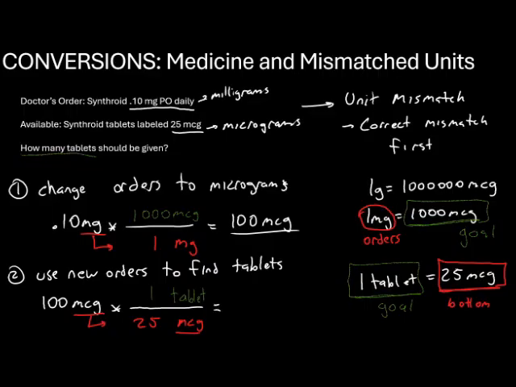Therefore, we go to our calculator and say 100 multiply 1 divide 25. Always multiply by the number on the top and divide by the number on the bottom, and we'll get 4 tablets. So to satisfy this doctor's order, we would give 4 tablets of Synthroid.